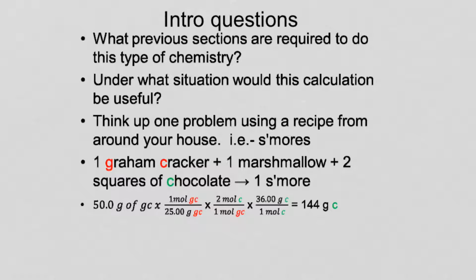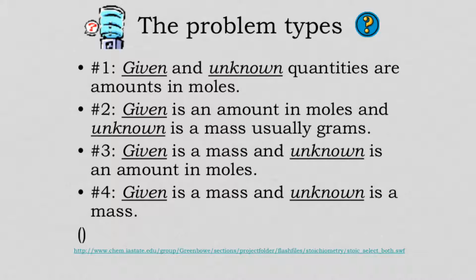So let's look at our intro questions. Be sure to answer those before you move along, and those will be gone over when we come back to class. So the problem types, we have four different types. When the given and unknown are moles, that's a moles to moles conversion of one substance to another. A moles to grams, where we have moles of one substance to grams of another. A grams to moles, or a grams to grams, which is number 4, is going to be our most common because we measure in grams. We often want to know in grams how much we produced, because in our everyday life we work in grams.